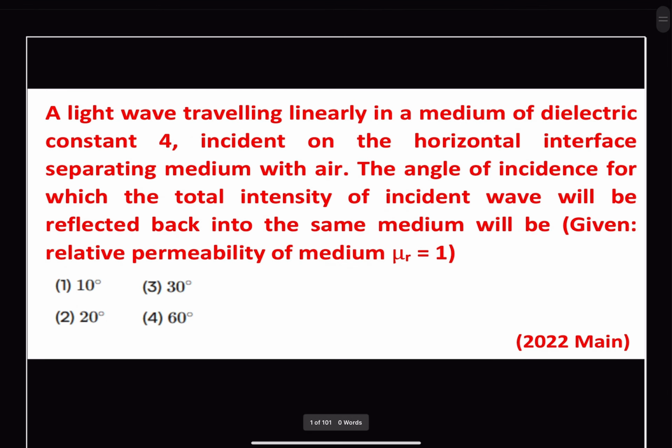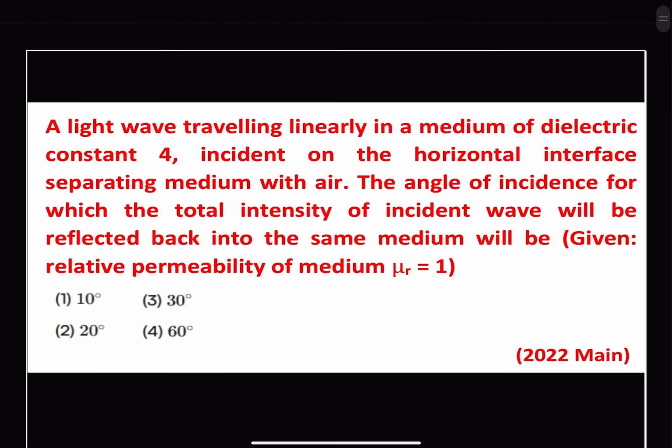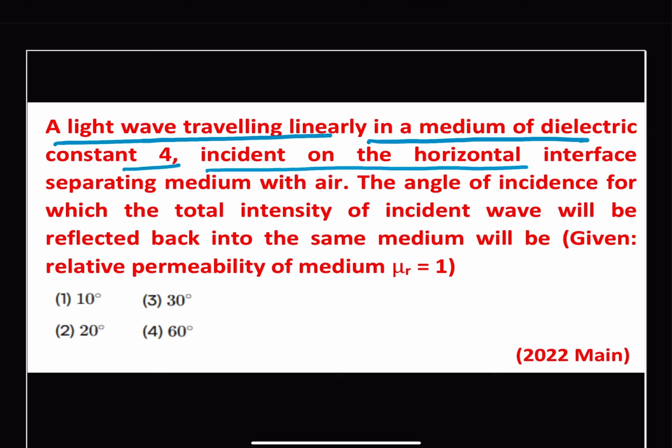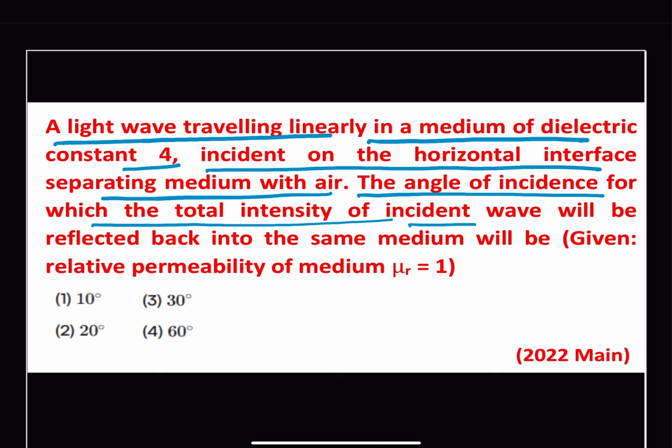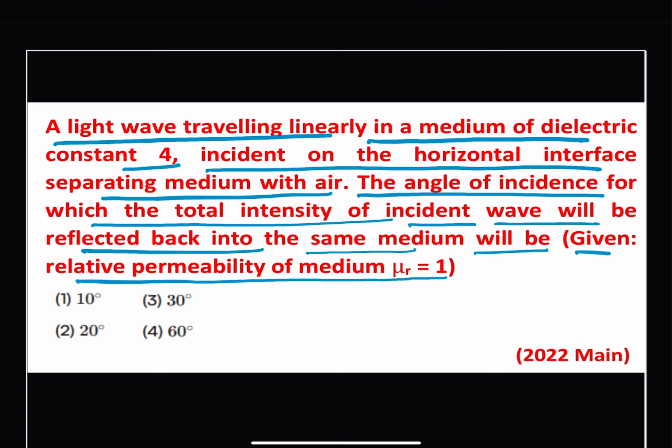So the first question states that a light wave traveling linearly in a medium of dielectric constant 4 is incident on a horizontal interface separating the medium from air. The angle of incidence for which the total intensity of the incident wave will be reflected back into the same medium will be, given that the relative permeability of the medium, that is mu r, is equal to 1.